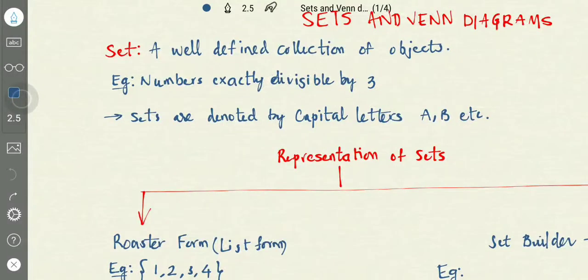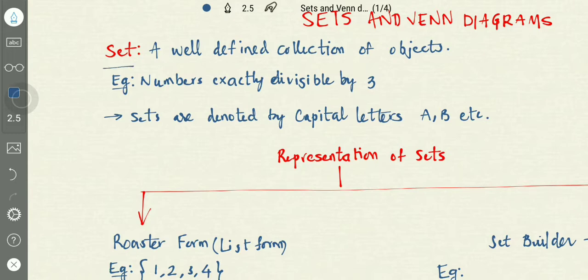Hi friends, this is the first topic of numerical ability, which is sets and Venn diagrams. The questions in GATE are not directly asked from sets and Venn diagrams. Sometimes it may be asked, but most probably these are useful in solving the probability problems. So let us see what is the definition of a set.